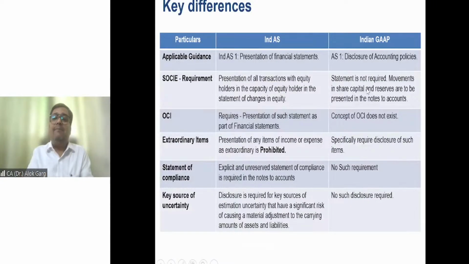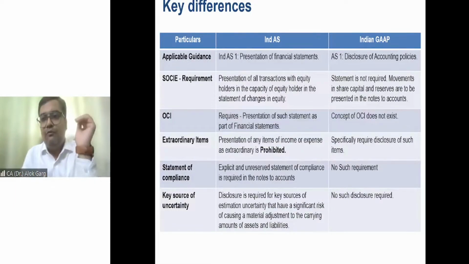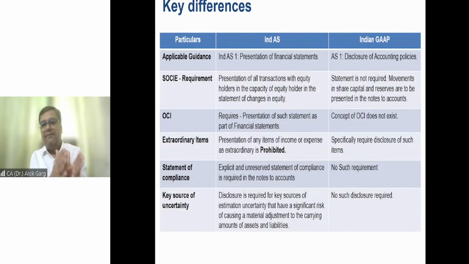Comparison between IGAP and Ind AS, so that you will have a better understanding, friends. Between Ind AS 1 and IAS 1, we have a carve out in terms of long-term loan covenants. If after the reporting date, the company has made good the violation which the company made on the reporting date, it will be considered as an adjusting event in Ind AS 1. In IFRS, it is non-adjusting.